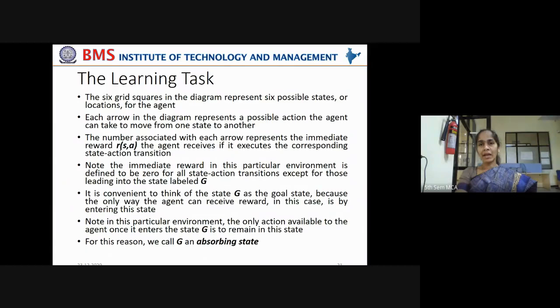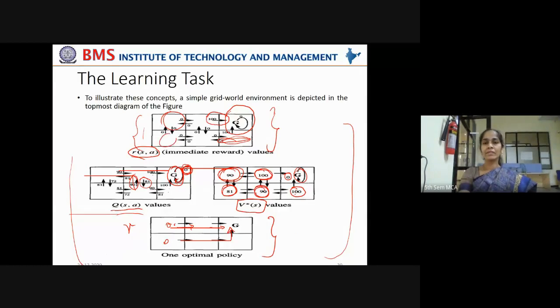Now, what I have explained is given here in the slides. I'll just read it out, so try to recollect by keeping that figure in mind. The 6 grid squares in the diagram represent 6 possible states or locations for the agent. So the agent can be in any of these grids.